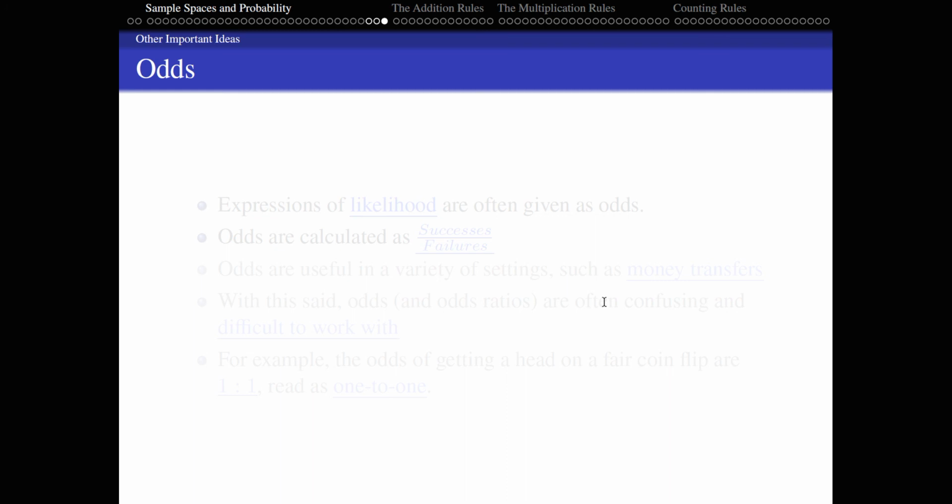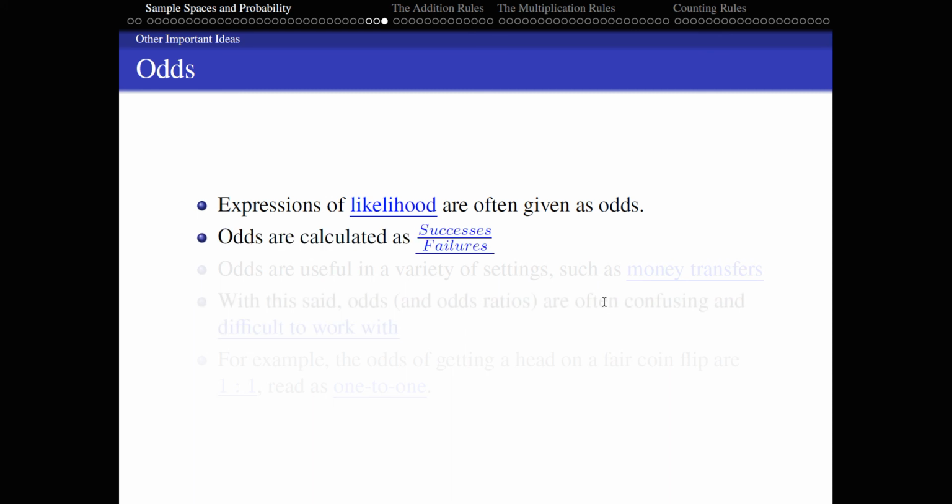One final idea that we'll briefly discuss is the topic of odds. Odds are another expression of likelihood. So we have probability, and you can also express likelihood in terms of odds. The calculation for odds, instead of the size of the event space divided by the size of the sample space, is the size of the event space divided by the size of the complement of the event space. Or we could say the number of successes divided by the number of failures.